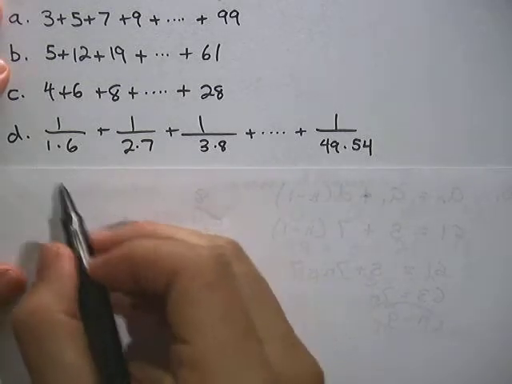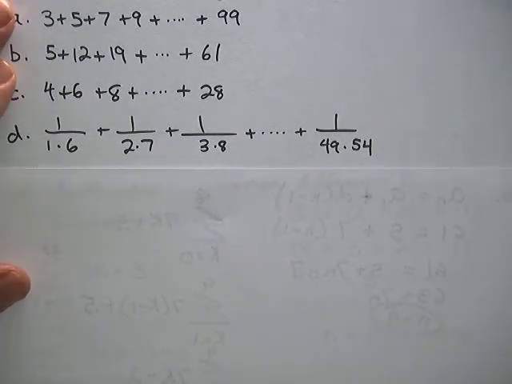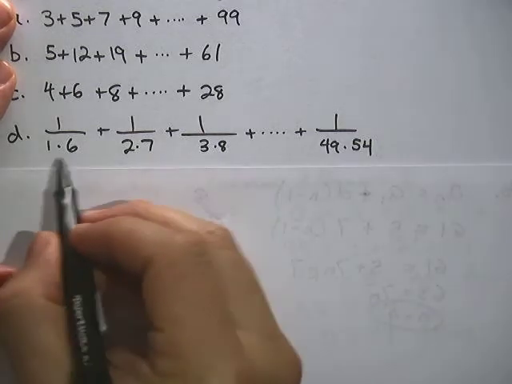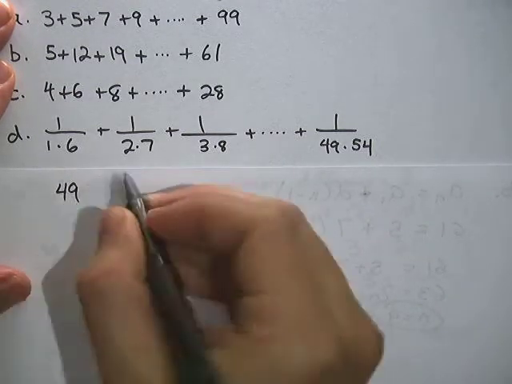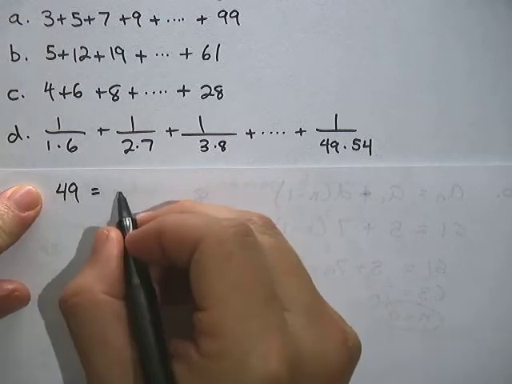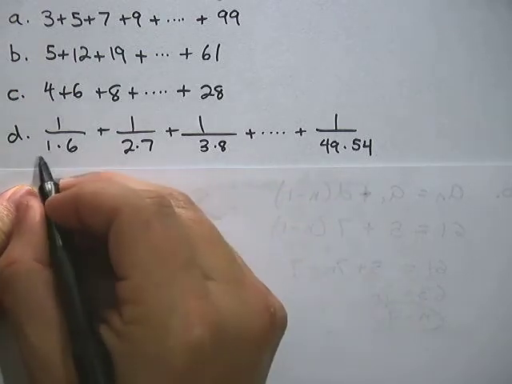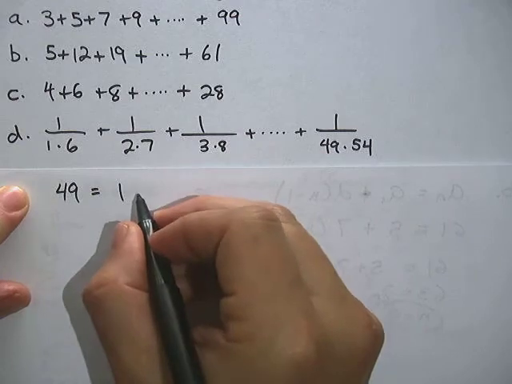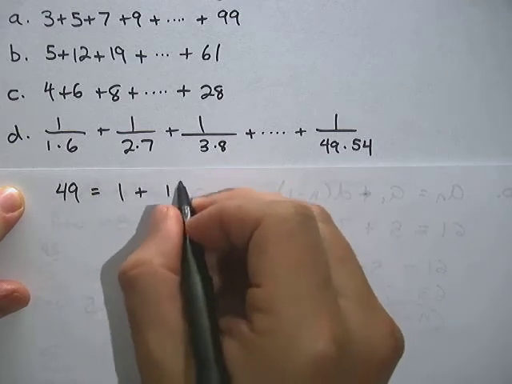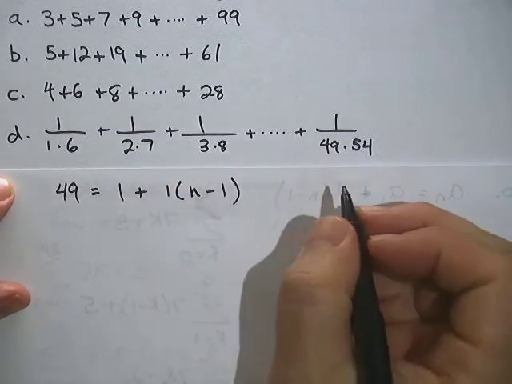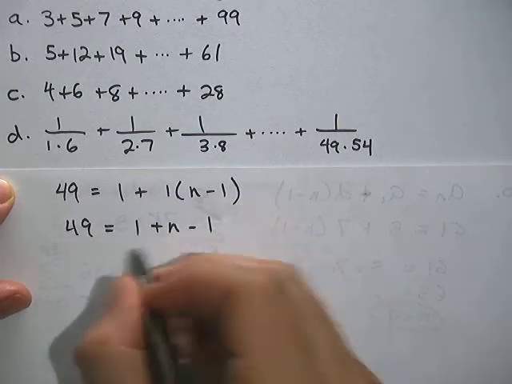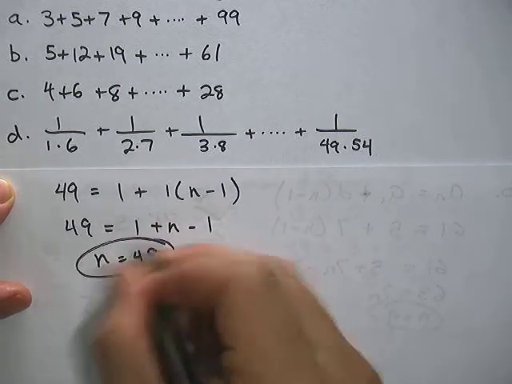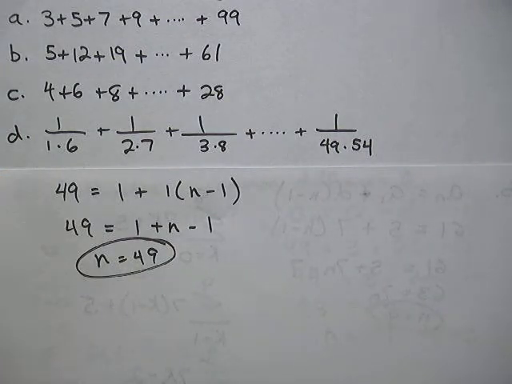Okay, so we can just do that really quick using the same method. Just pretend that it's just 1, 2, 3, 4, 5. So our last term is 49 equals, our first term would be 1. I'm just doing the 1, 2, 3, 4, 5. Plus our common difference of 1 times n minus 1. Okay, so 49 equals 1 plus n minus 1, so n equals 49 terms. Okay, so we have 49 terms in this thing.